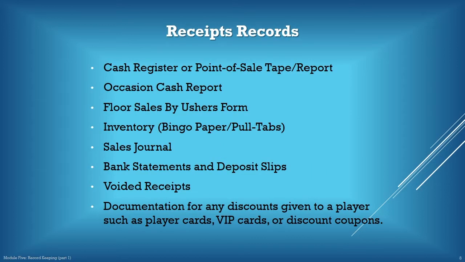Other records that provide essential information about money received during the bingo occasion include the cash register tape or point of sale report, the occasion cash reports that are prepared for every occasion, the floor sales by Usher forms, the inventory record for bingo paper and pull tabs, a sales journal, the bank statements and validated deposit slips showing the actual deposit for each bingo occasion, voided receipts and documentation for any discounts given to a player, such as player cards, VIP cards, or discount coupons.